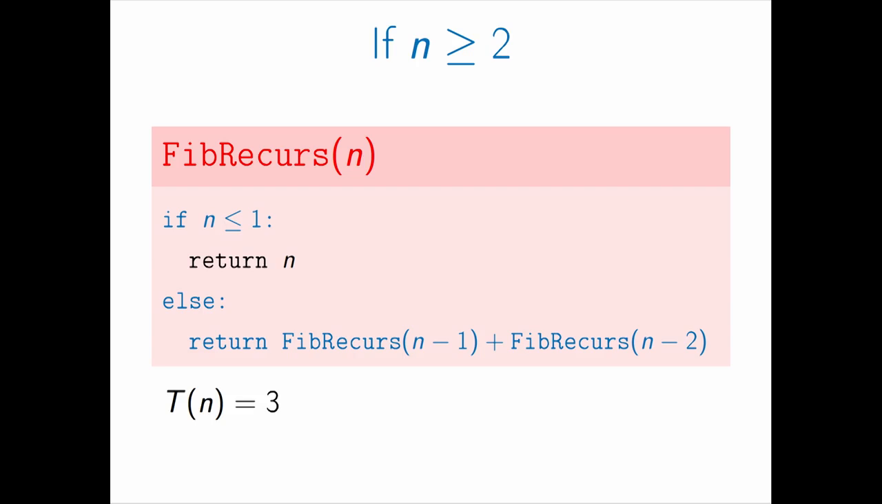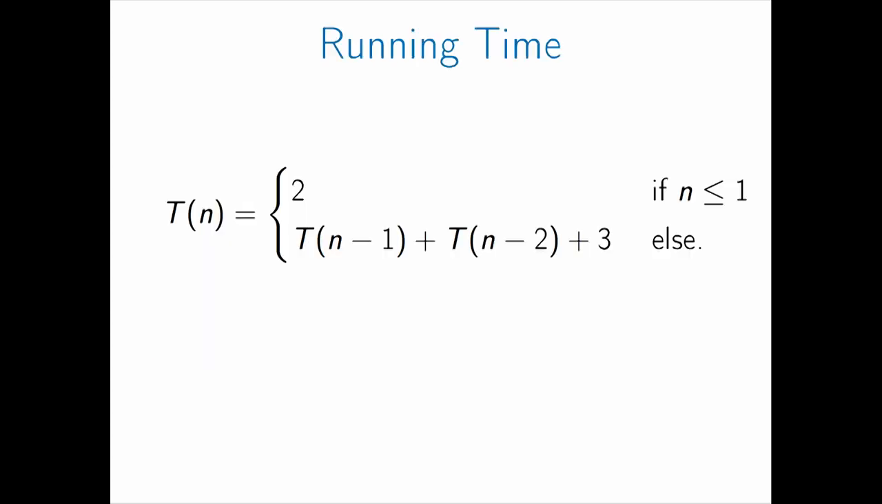However, in this case, we also need to recursively compute the n minus first and n minus second Fibonacci numbers. So we need to add to that however many lines of code those recursive calls take. So all in all, though, we have a nice recursive formula for T(n). It's 2 as long as n is at most 1. And otherwise, it's equal to T(n-1) + T(n-2) + 3. So a nice recursive formula.